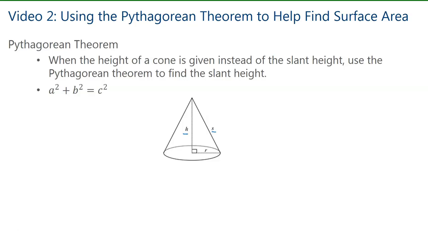Now the Pythagorean theorem says a squared plus b squared equals c squared. And you can only use the Pythagorean theorem in a right triangle. So here's the right triangle that we have created. And in the Pythagorean theorem, C is always across from the 90-degree angle. So this side here would be C, the slant height. And it doesn't matter which of the other two sides you label A and B.